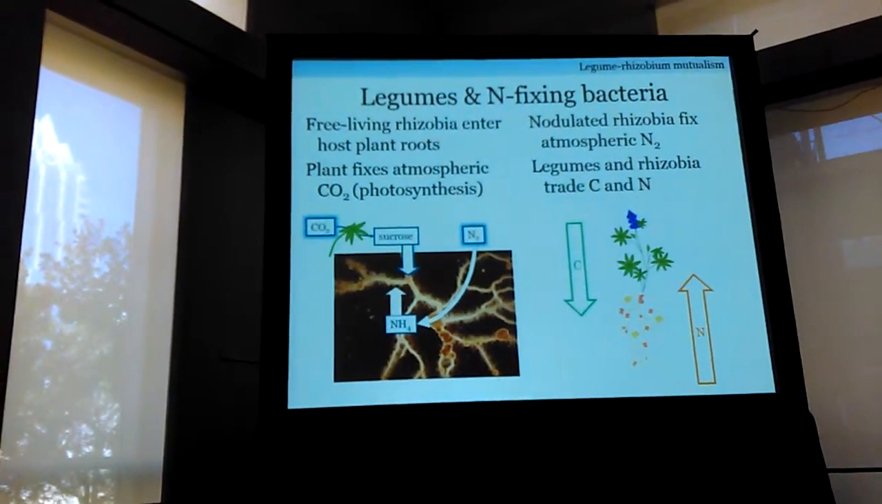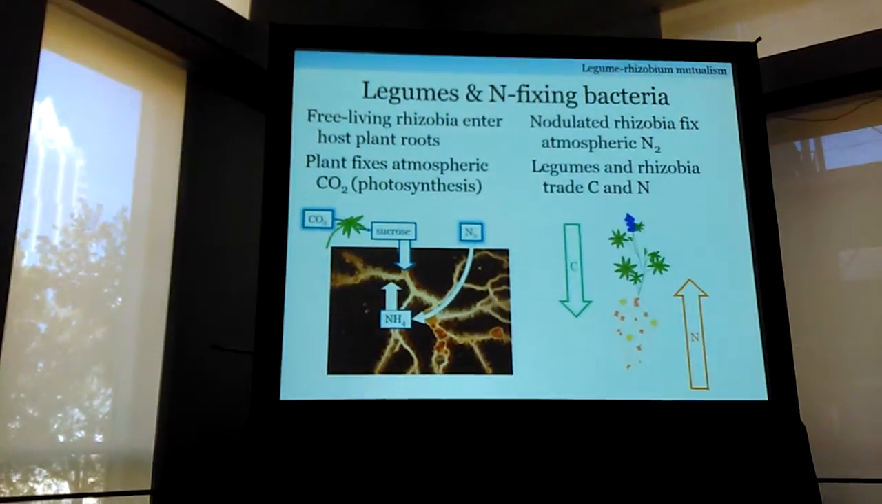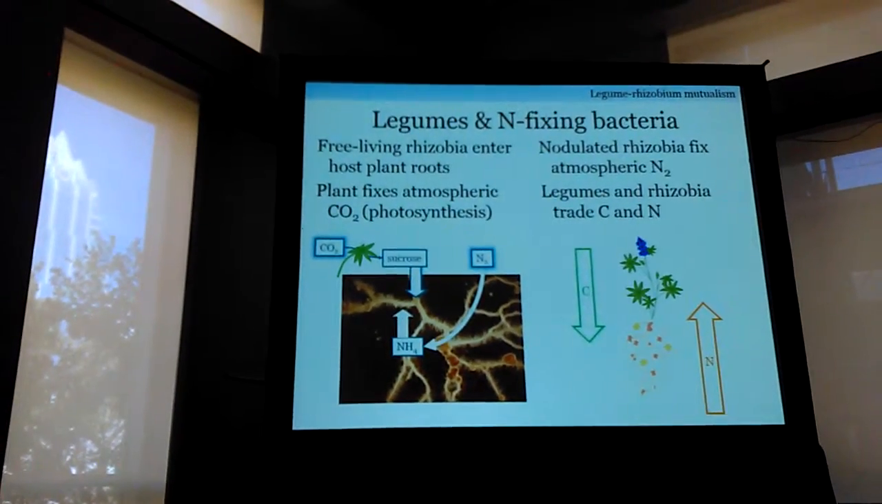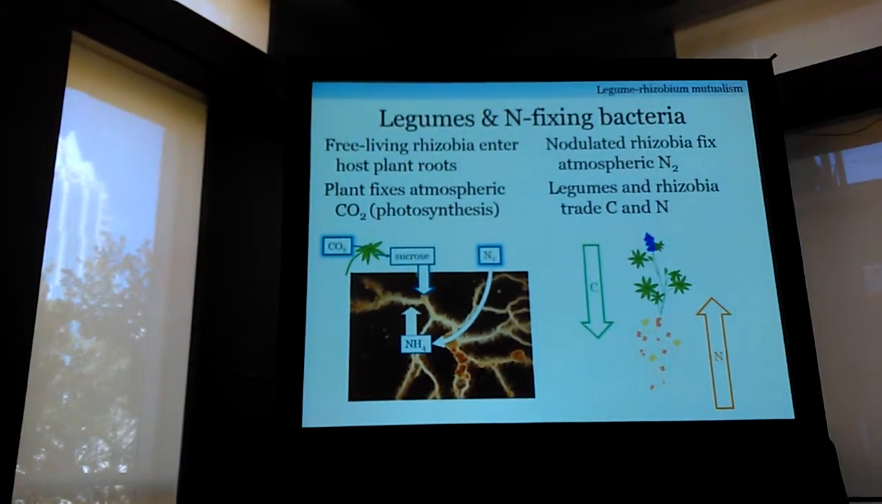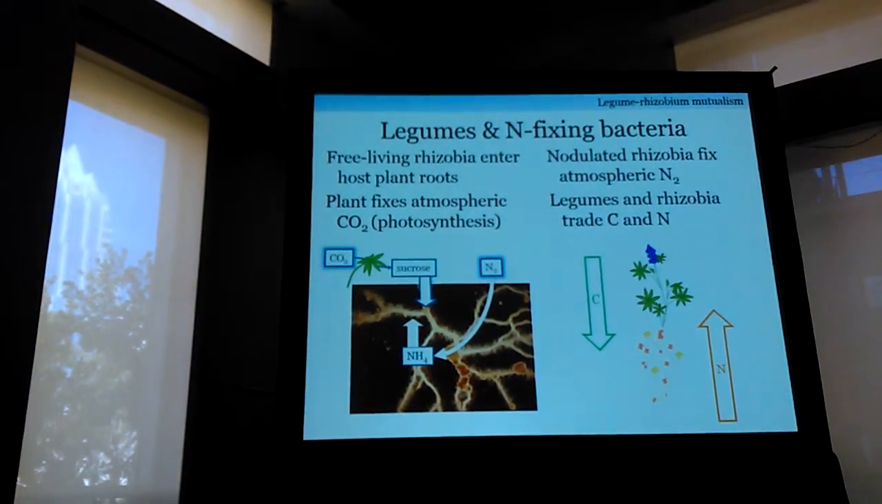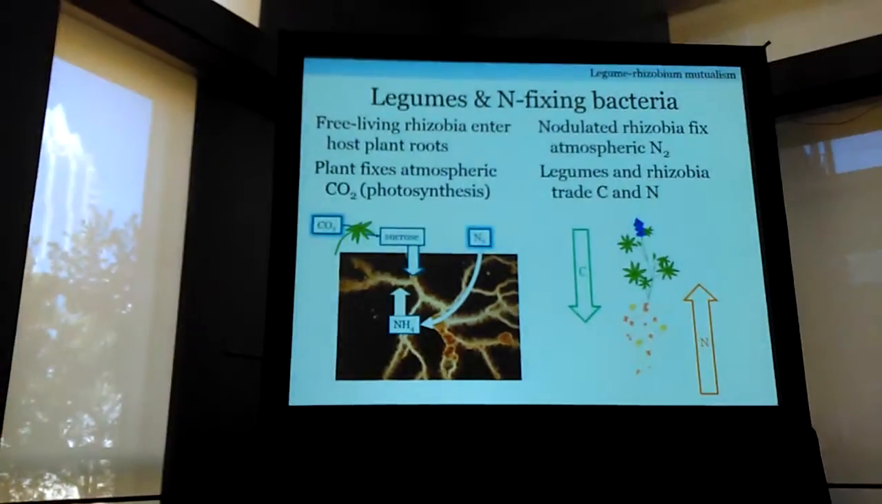So because legumes and rhizobia are trading carbon and nitrogen in this mutualism, the effects of environmental variation in those 2 resources are going to be quite important for this interaction.